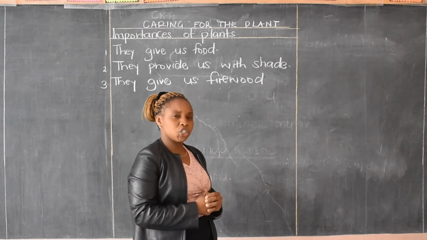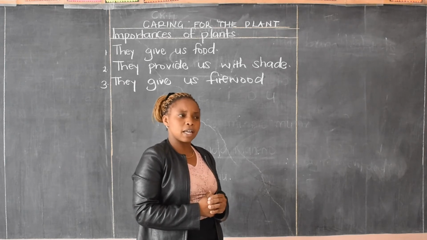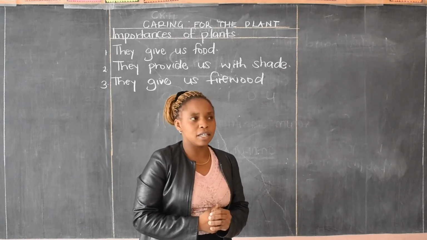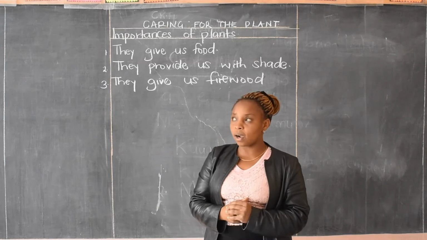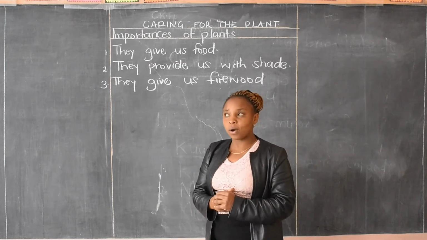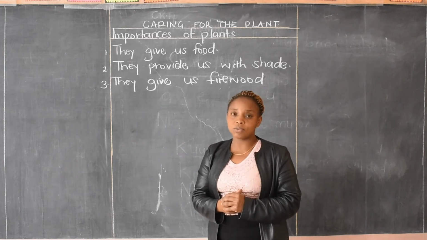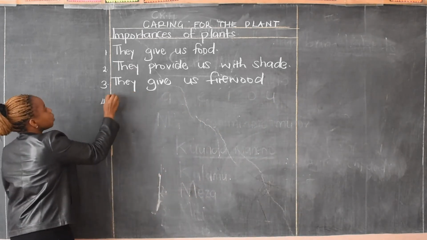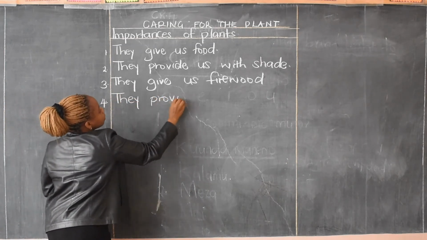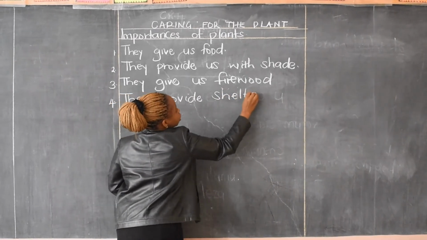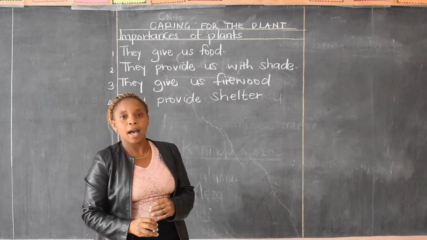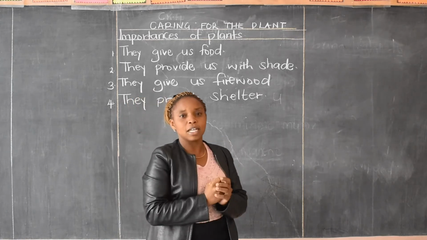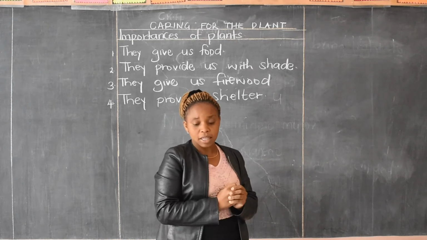Also, it provides shelter. Just think of those animals that live in some plants or in some trees. Yeah, we have the birds. You've ever seen even the monkeys living in those trees. So it provides shelter to some of the animals. So plants are very nice. They provide shelter to some of the animals. We've talked about the monkeys. We also have the birds, that they make their nests there, and they live in those nests that are there in the trees. So that's another wonderful point.